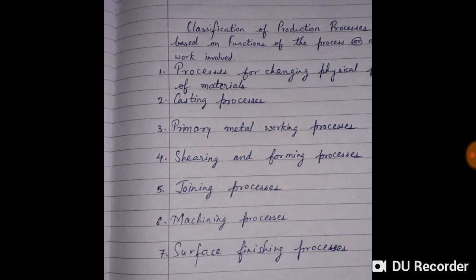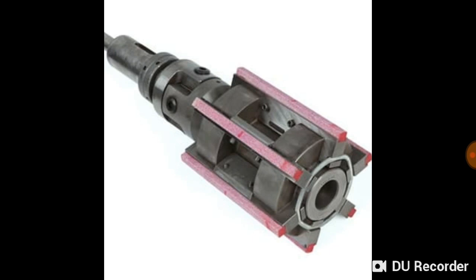So next is surface finishing processes. In this you have various surface finishing processes like honing, barrel tumbling, polishing, buffing, anodizing, metal spraying, electroplating, inorganic coating or buffing. Here we have taken a photograph of honing. This is the honing tool where you can see the honing stone.